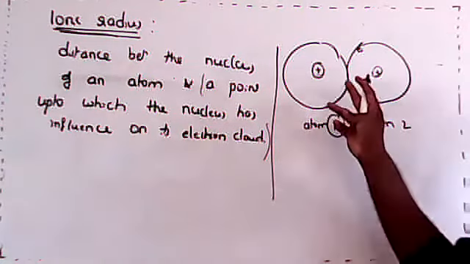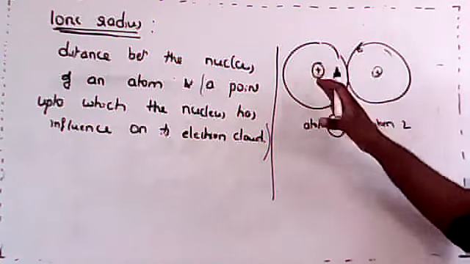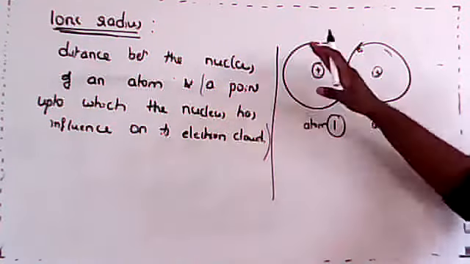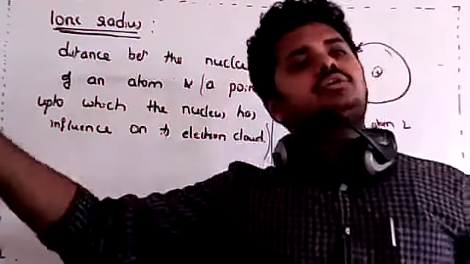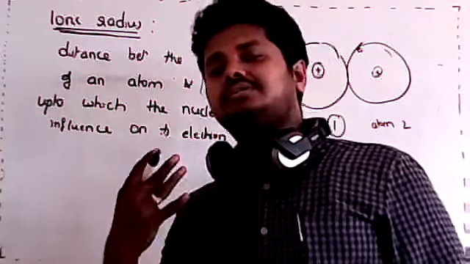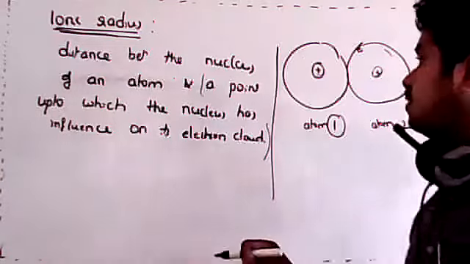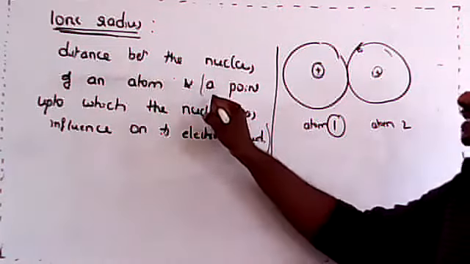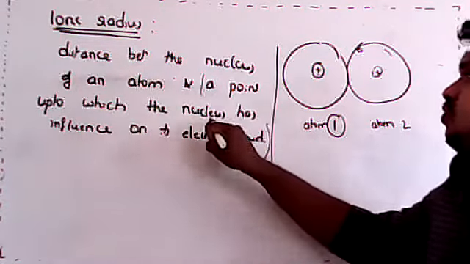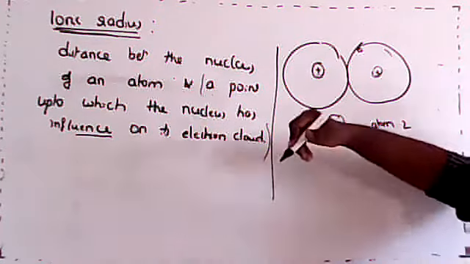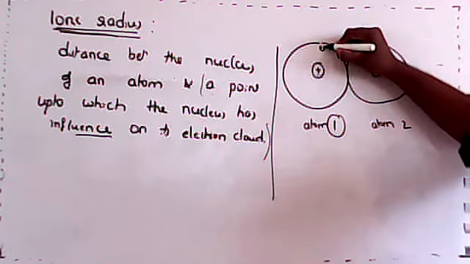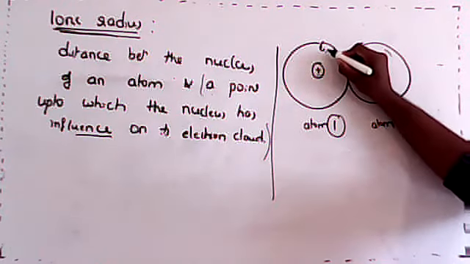Why? Because it has lost influence over that electron, because it has lost that electron to this atom. So atom 1 cannot say that electron is mine. Got it? It has lost it completely. After losing it completely, now we can understand the point up to which the nucleus has influence on its electron cloud. Now it will have an influence only up to the previous electron.